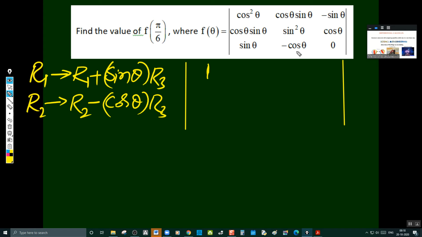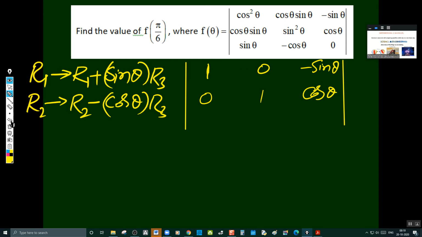Cos theta sine theta minus sine theta cos theta, that becomes 0. This is minus sine theta. Cos theta sine theta minus cos theta 0. And this is sine square theta, 0, and cos theta. Plus cos square theta, again 1. And it is cos theta.